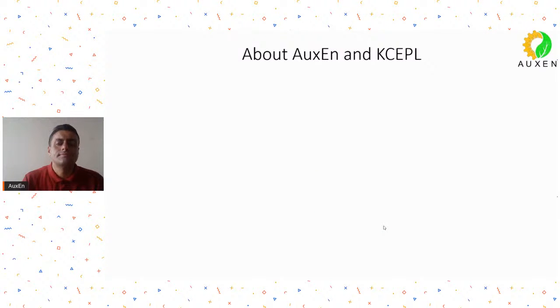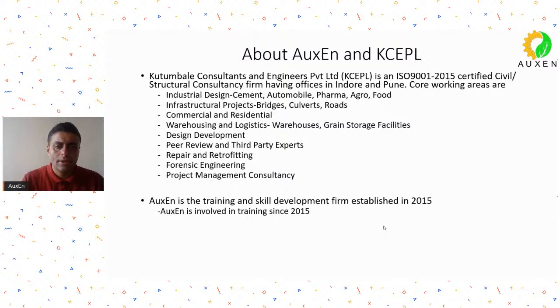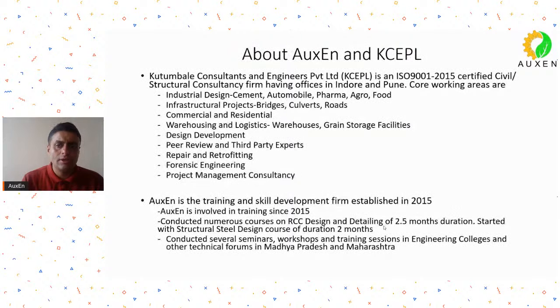Now, before I move ahead, just a few things about our consultancy firm, Kutumble Consultants and Engineers Private Limited. It's an ISO 9001:2015 certified company, and we are mainly involved in industrial projects, infrastructural projects, commercial and residential. We do not do much of those, but yes, we do them. Warehousing, logistics, we do a lot of design development. That means a lot of design experimentation work, the type of work you do in your thesis or dissertation projects. Those types of things we do in our office, developing new structural systems or working with new materials, etc. Other than that, we do peer review, third party expert reviews, repair and retrofitting works, forensic engineering, and project management consultancy also. So you will see that we do a lot of multidisciplinary civil engineering and structural engineering work.